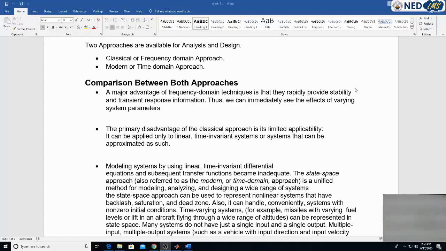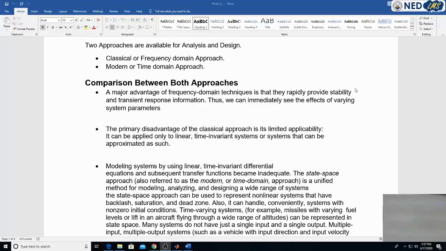But at the same time, there is a big disadvantage of that classical approach, which is that it is limited only to time invariant systems as well as only linear systems. This classical frequency domain approach cannot analyze a system which is behaving non-linearly, a non-linear system. Similarly, if the system is time variant, then the classical approach cannot deal with that type of system.